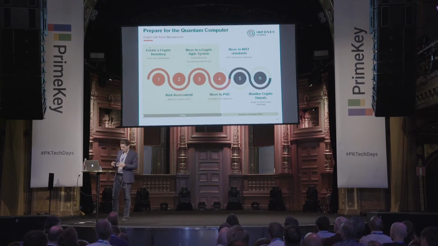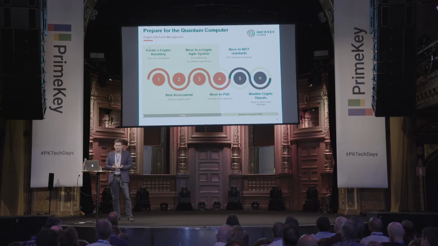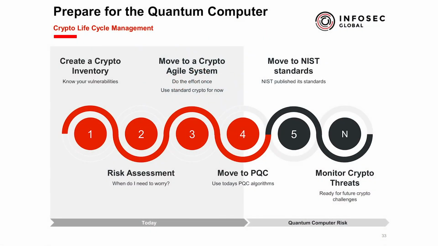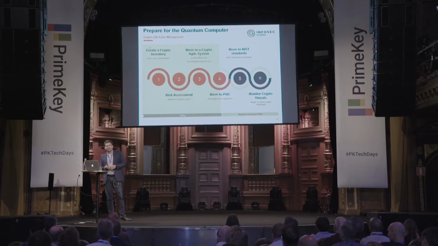So how does all of this come together now? And now you can replace the quantum computer here with any other crypto issue. First, you need to create a crypto inventory. You need to know what crypto algorithms you're using in order to make a clear judgment. So if you have the data, you need to do a risk assessment. Which algorithms are you using? Am I using RSA, elliptic curve? Am I using any public key crypto system, which is standard today?